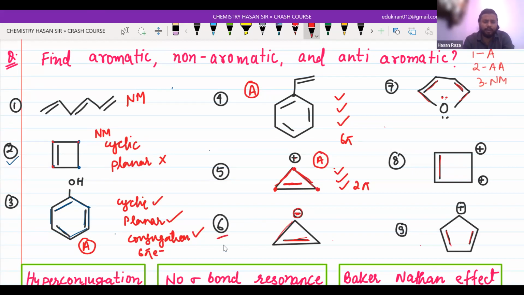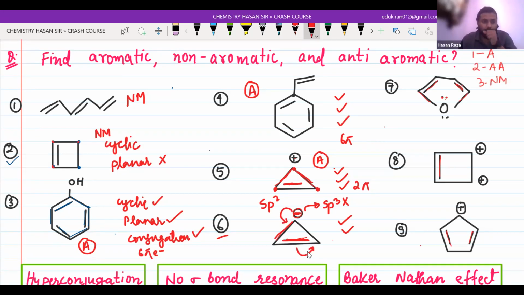So focus here, question number 6. Cyclic, it is planar. Why is it planar? Because you are not going to take this in hybridization and make it sp3. It is sp2 because this negative charge is in conjugation with this double bond. Since it is in conjugation, this negative charge electron is a pi electron. It can be in a pi bond. That's why it is a pi electron.